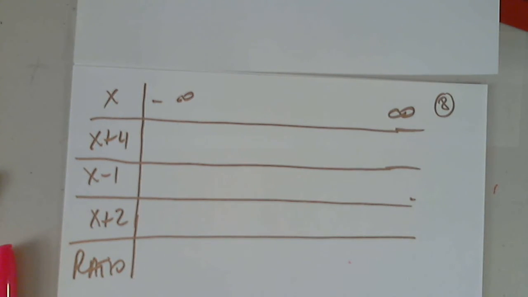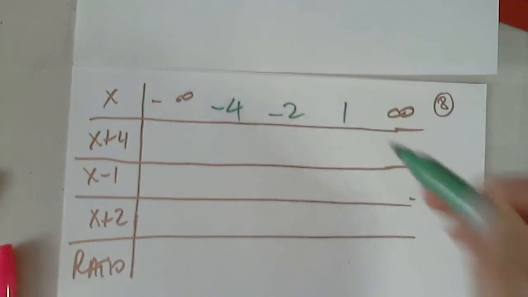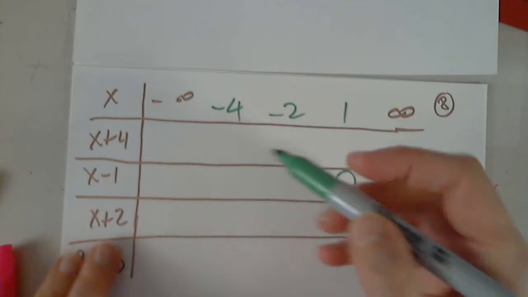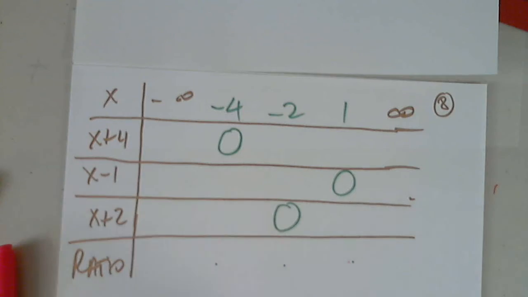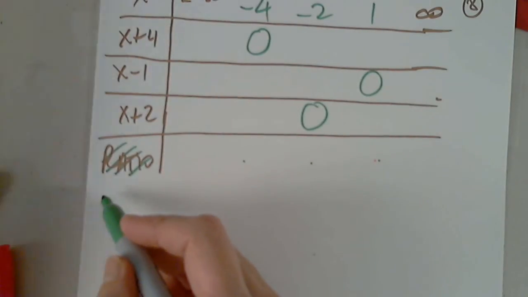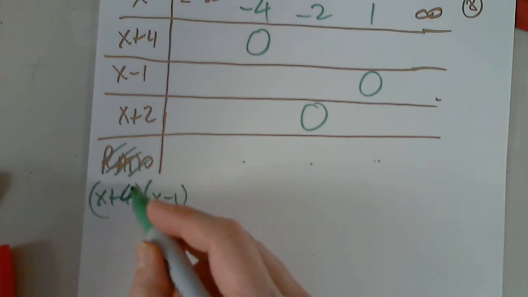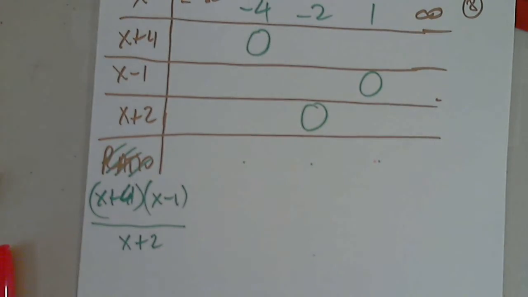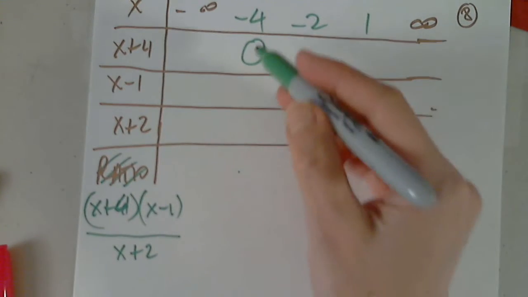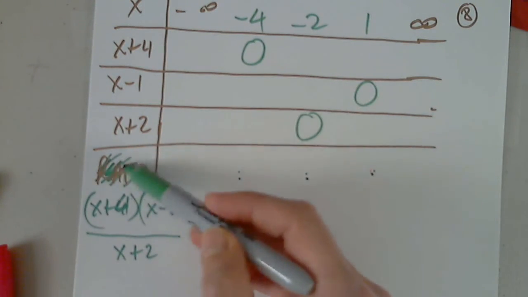We need -4, -2, and +1. Good. A 0 here, a 0 here, and a 0 here. Now we have to identify what happens to the ratio. See, that's not a good idea because I don't have it here handy and I cannot show. So I made myself a mental note, stop being lazy. Good. What happens under -4? What happens under -2? And what happens under 1 for the ratio?